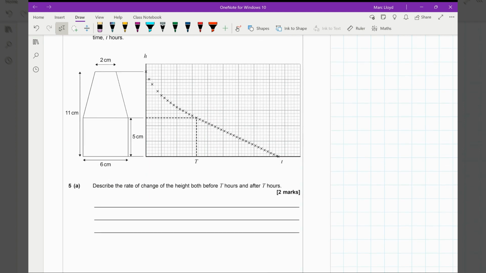Okay, so describe the rate of change of the height, both before t and after t. Sorry, I'm just adjusting my computer so I can write on the screen here.